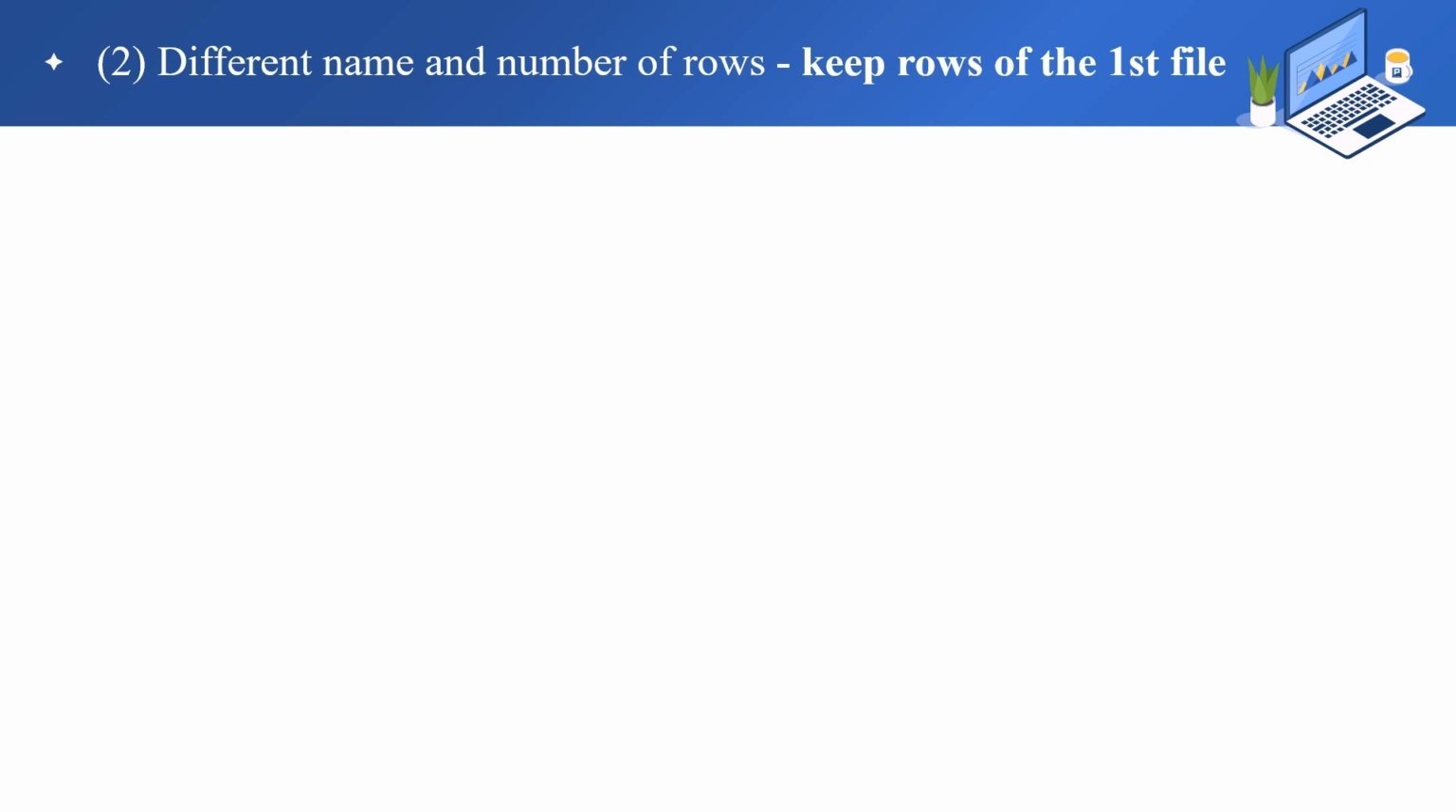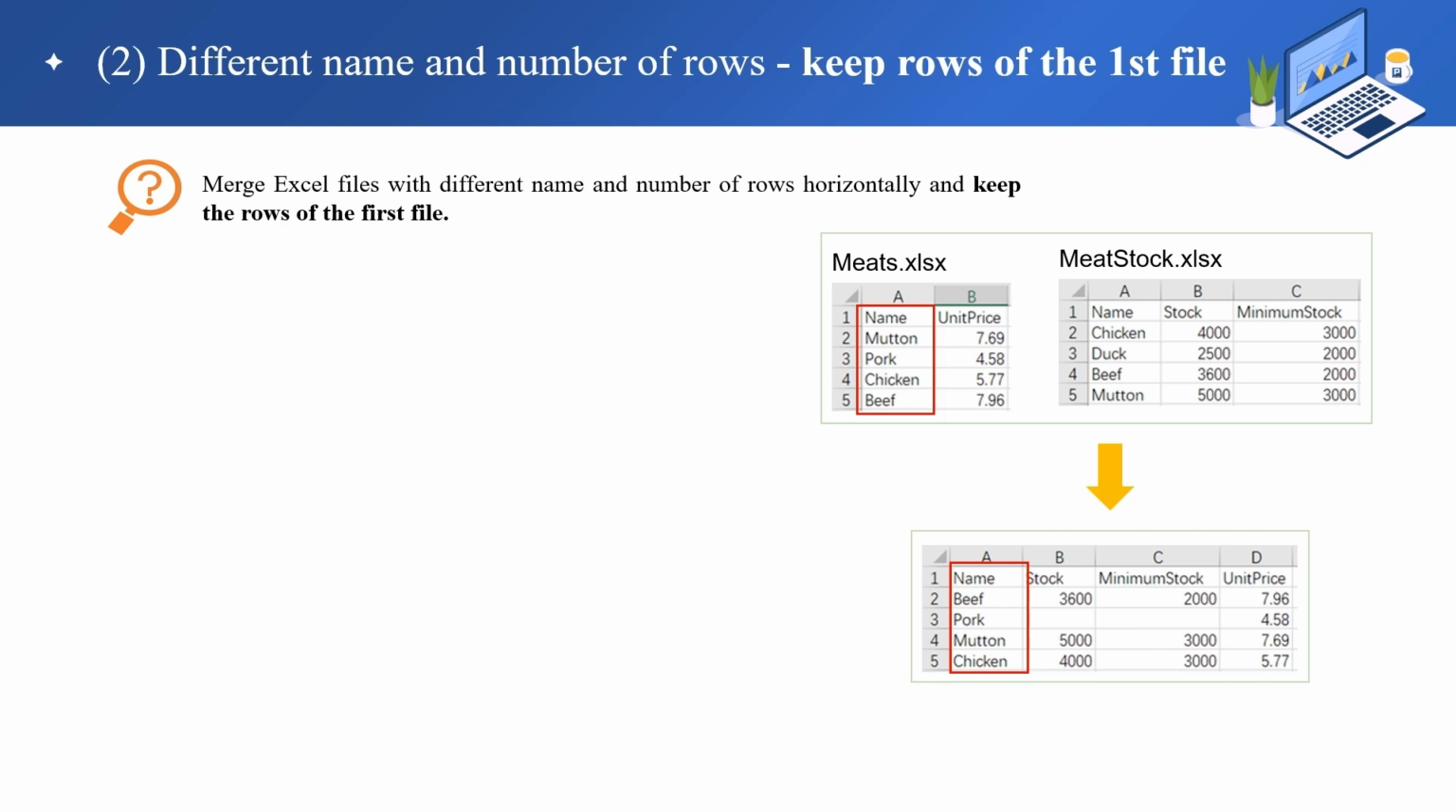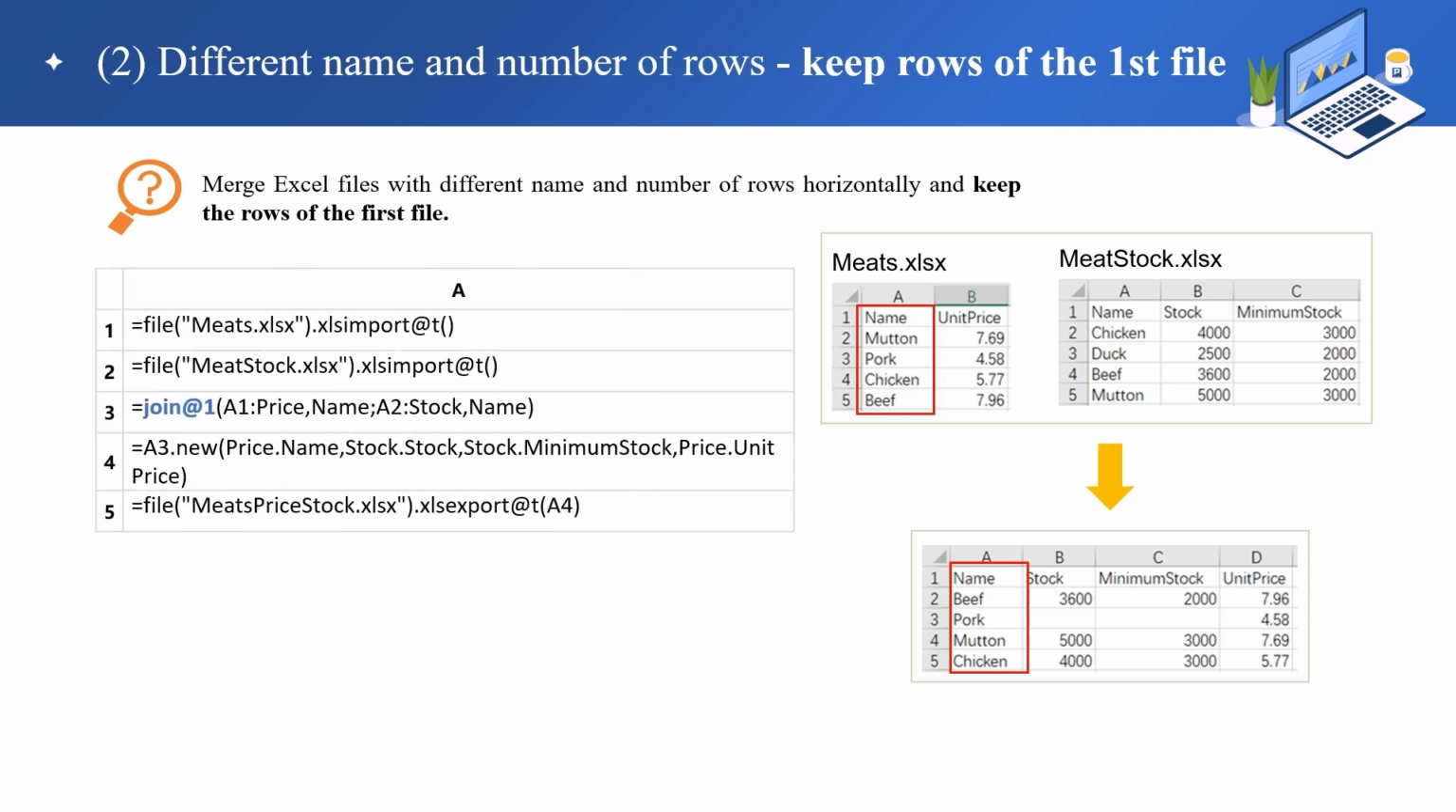Different name and number of rows, keep rows at the first file. We continue to use the two tables as an example, merge them and keep the rows at the first file. The merged table is as shown in the figure. You can see that the types of meat after merging are the same as those in the first file. The option @1 represents left join, which will retain only the rows of the first file after join. Note that it is the number 1, not the letter L, so be careful not to write it incorrectly.